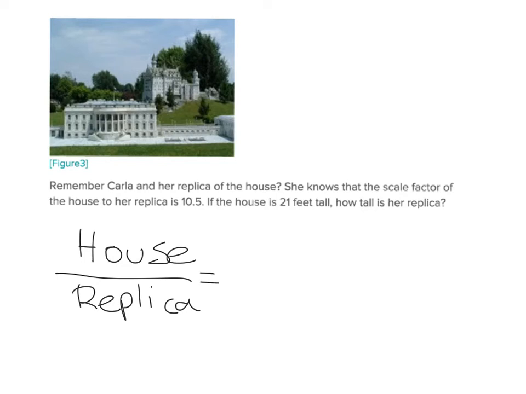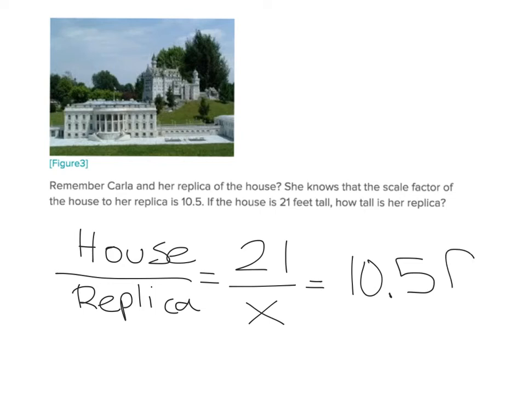So we would have 21 on the top over something is equal to 10.5. So the question is, what is the scale factor? And this is feet 2. Well, that's right. 21 divided by 2 would give us 10.5. So the scale factor is 2. We could figure that out by solving this, by doing 21 divided by 10.5.